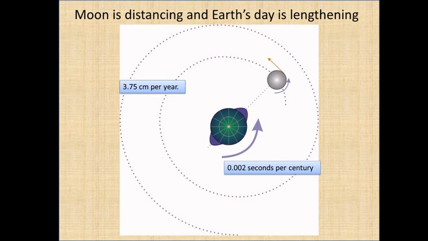Why is Moon distancing? Because each time its velocity increases, it goes further away from the Earth. And the rate is very, very small, 3.75 centimeters per year. And the rate of the lengthening of the day on Earth is very, very, very small, 0.002 seconds per century, which means 2 milliseconds per century.